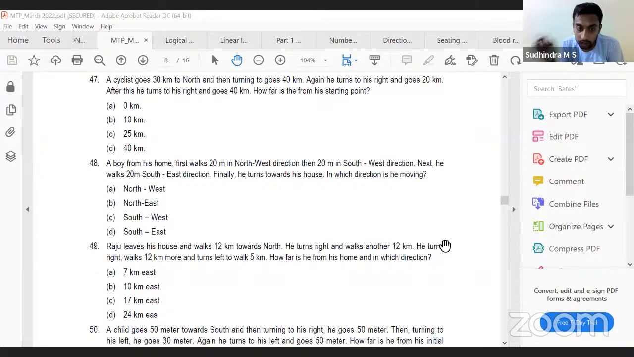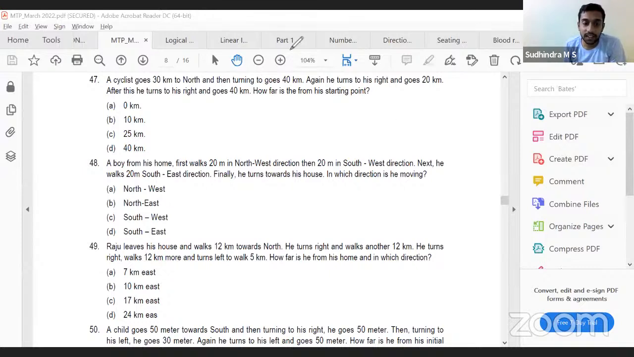Raju leaves his house and walks 12 kilometers towards north. He turns right and walks another 12 kilometers. He turns right, walks 12 more kilometers, and turns left to walk 5 kilometers. How far is he from his home and in which direction? 17 kilometers east. 17 or 7? 17. Yes, sir.